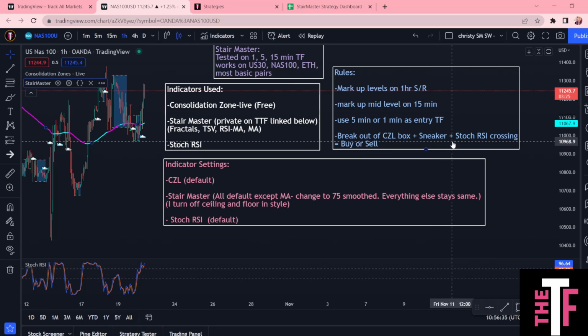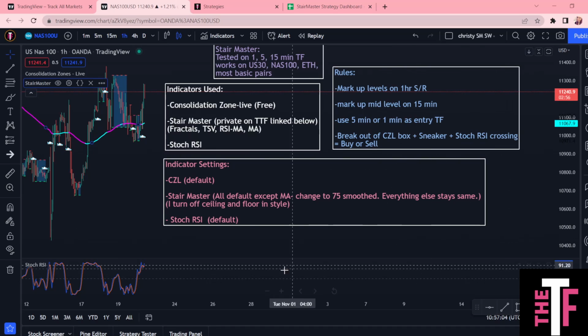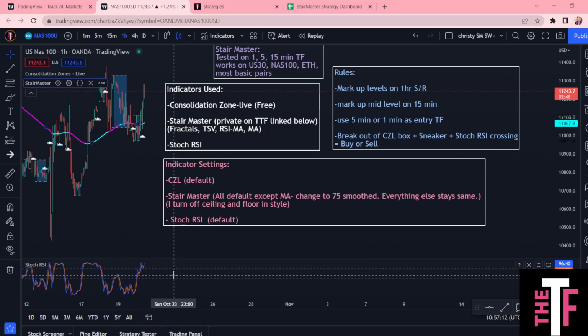What we're looking for in order to actually be able to enter is a breakout of a consolidation zones box, a sneaker to print in the proper direction, and the stochastic RSI to be crossing in the proper direction. If all 3 of those criteria are met, then you would be able to potentially look for an entry. I'll explain a proper entry as I go through an example with you guys, but those are the 3 basic criteria that you need to have met. As far as the stochastic RSI, I know somebody will ask, it does not matter if it is overbought or oversold. I do not care if it's above an 80 or a 70 or below a 20 or a 30. I don't care about that.